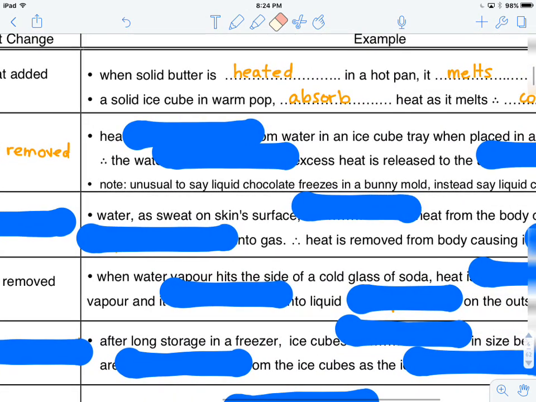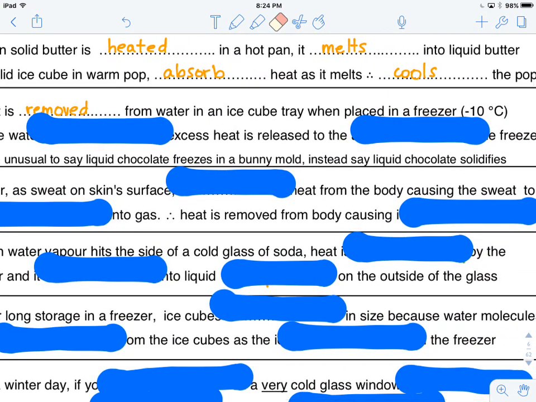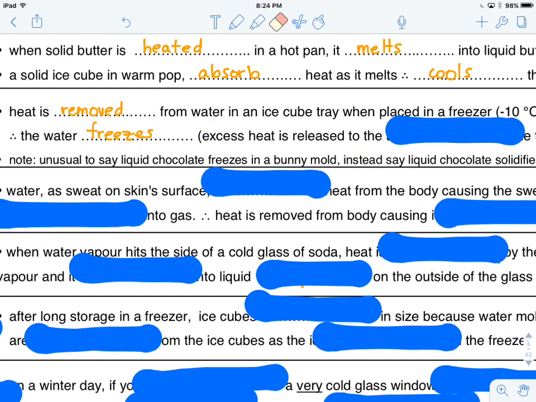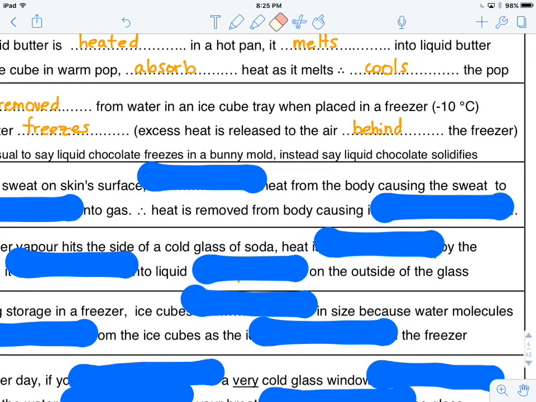So a few examples of this is that we remove heat from the water in an ice cube tray. When we place that ice cube tray in a freezer, that's what happens. Heat is being removed. The water then freezes, and excess heat, all the extra heat that's taken out of the water, is usually released to the air in behind the freezer or in behind the fridge. And that's why typically the back of your fridge will be quite warm. It's because all the excess heat is being released.